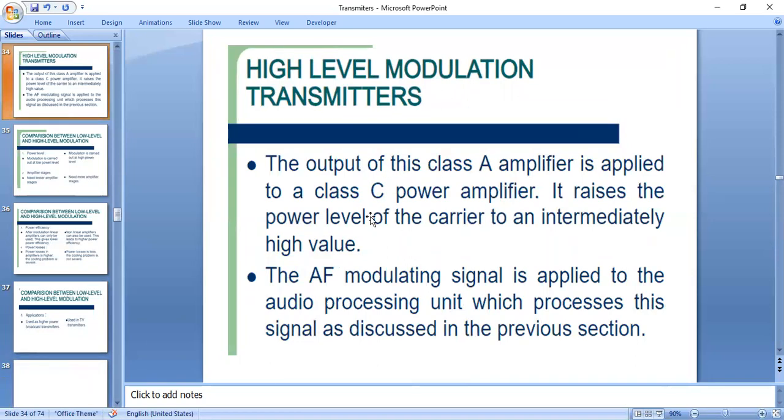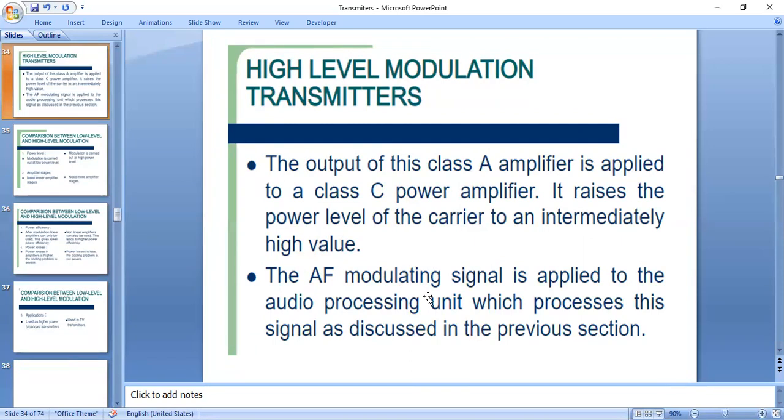And the class C power amplifier. Here the efficiency of the class C power amplifier is very, very high, and it also raises the power level. So the RF signal will be amplified by this class C power amplifier, so that the power level of the carrier will be very, very high. And the audio frequency signal, which will be processed by the audio frequency unit, uses simply a class A amplifier.